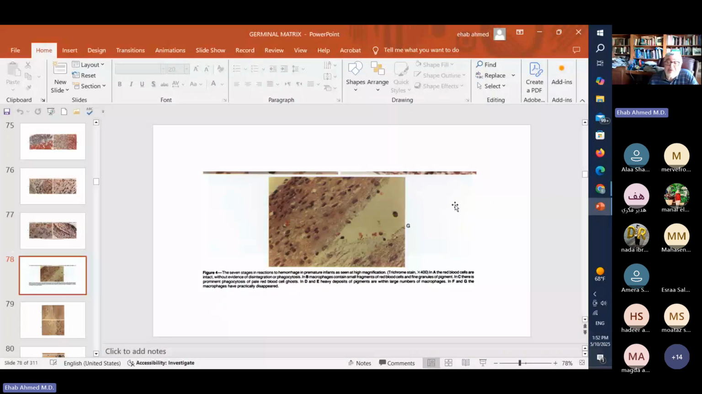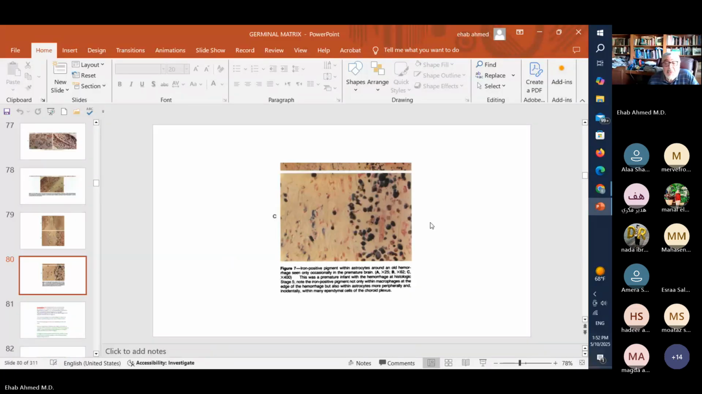So if the baby dies and we do the post-mortem, based on that we can know what stage the baby is having now, and we can decide when the GM-IVH started. Okay.